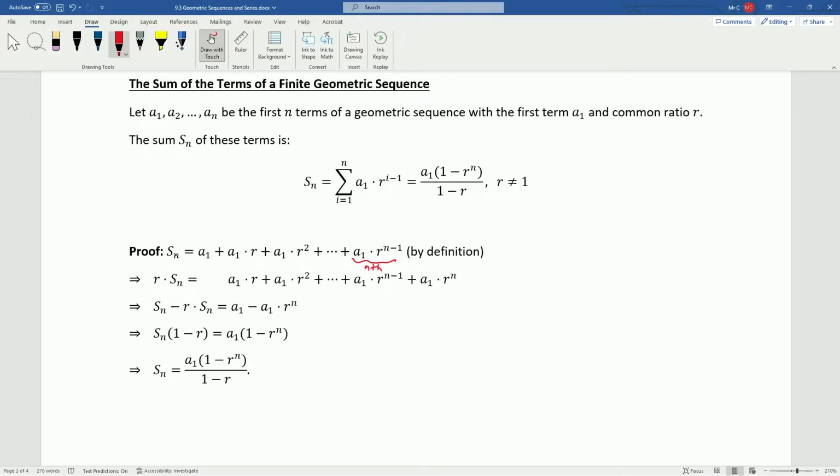And so now the clever trick here is to take the first sum minus the second sum. So s sub n minus r times s sub n. And what do we get? Well, if we're subtracting these things, we're going to cancel all the matching terms. And all that's going to be left is a1 minus this last term, a1 times r to the n.